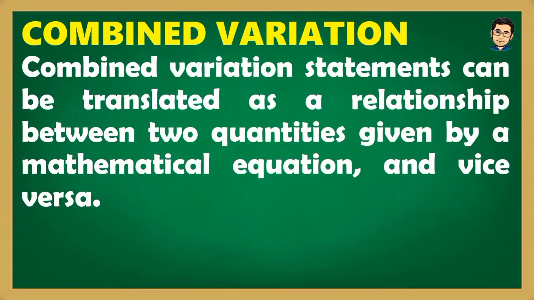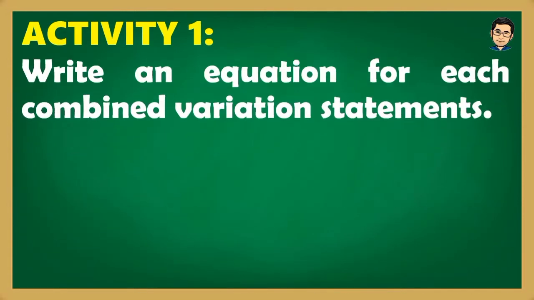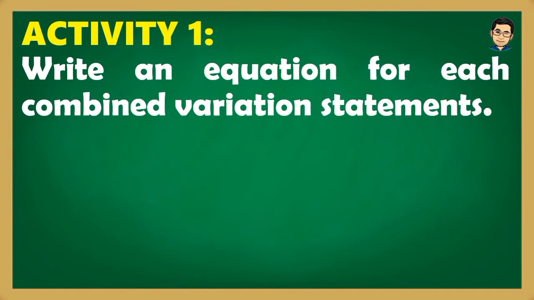So, combined variation statements can be translated as a relationship between two quantities given by a mathematical equation and vice versa. So, let's have the first activity. Write an equation for each combined variation statements. So, kagaya lang din po ng mga naunang types, pwede po nating i-translate yung mga statements, variation statements into an equation.